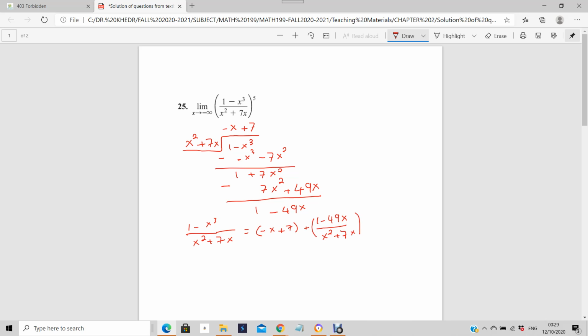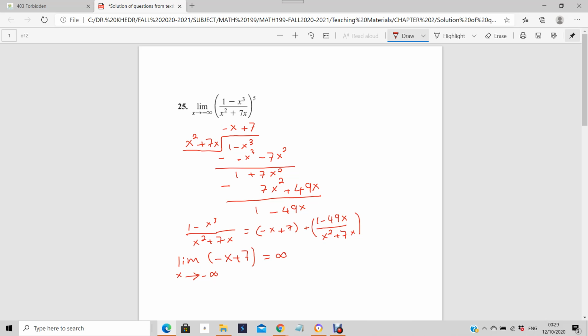Now, if we want to find the limit as x goes to minus infinity, so the limit of the first term, minus x plus 7 as x goes to minus infinity, by substitution will be positive infinity. If you substitute x by minus infinity, then minus times minus infinity is positive infinity, plus 7 is infinity, because infinity is a very huge number.